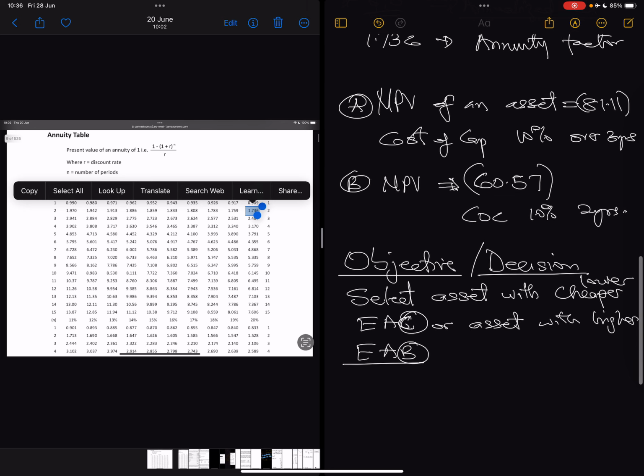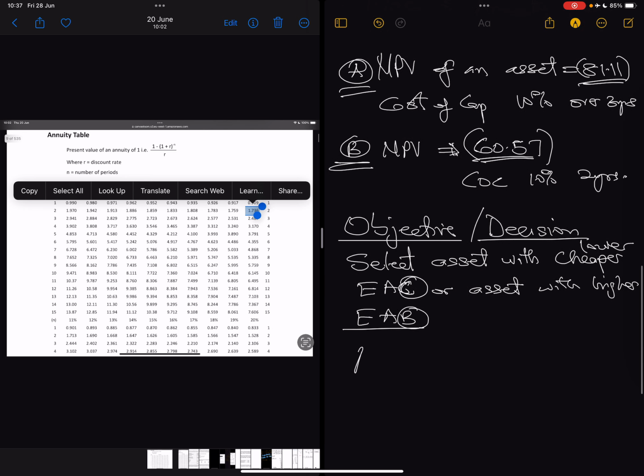So to decide whether we do asset A or asset B, if the NPV of the asset is giving us negative, as we've seen it, we know that those are cost, and which means that we should be going for the asset that has the cheaper equivalent annual cost.